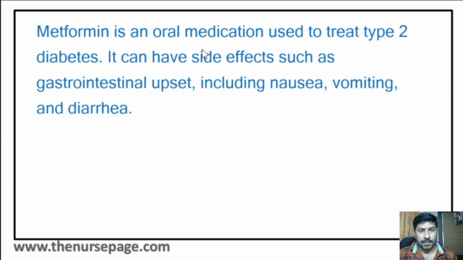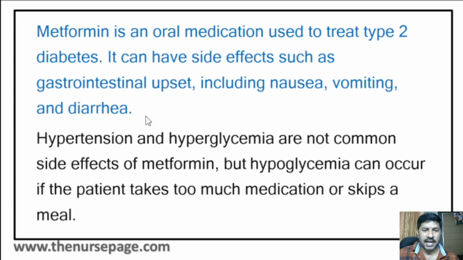Metformin is an oral hypoglycemic agent used to treat type 2 diabetes. It can have side effects such as gastrointestinal upsets, including nausea, vomiting, and diarrhea. Hypertension and hyperglycemia are not common side effects of metformin, but hypoglycemia can occur if the patient takes too much medication or skips a meal. So in both conditions, hypoglycemia may occur. Otherwise, common side effects of metformin include gastrointestinal upset, that may be nausea, vomiting, or diarrhea.